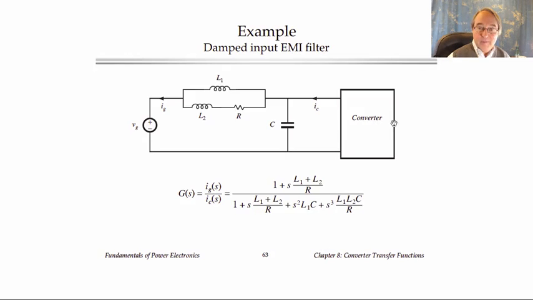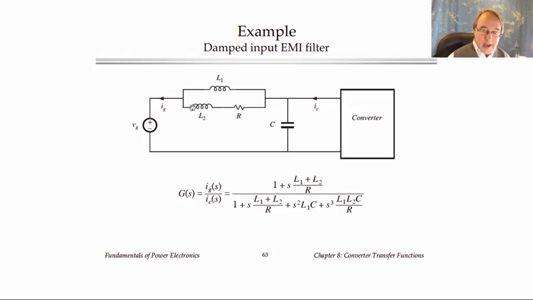So we have to damp the filter. And here's one way to do it. We add an RL network in parallel with our inductor, which adds some damping to the resonant filter here and makes it easier to stabilize and control the converter. So this is an example of a third order input filter circuit.